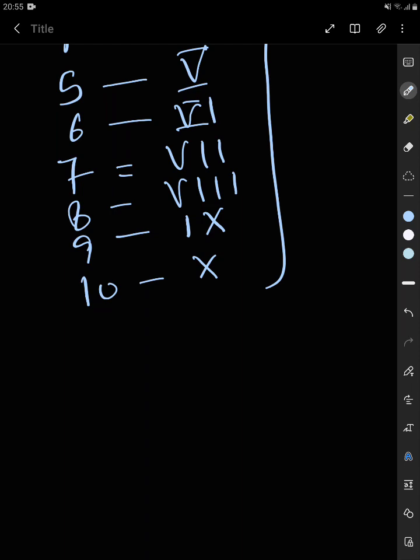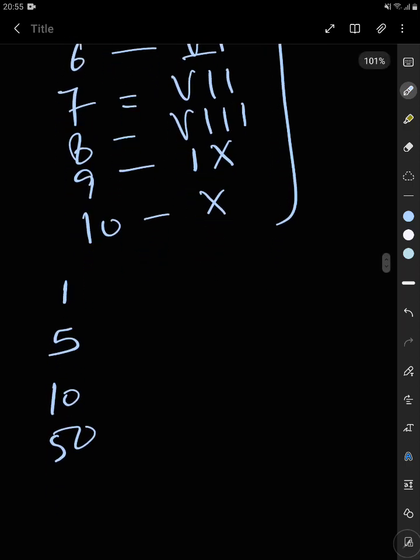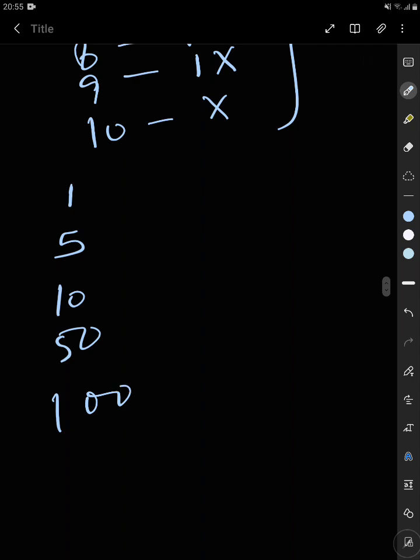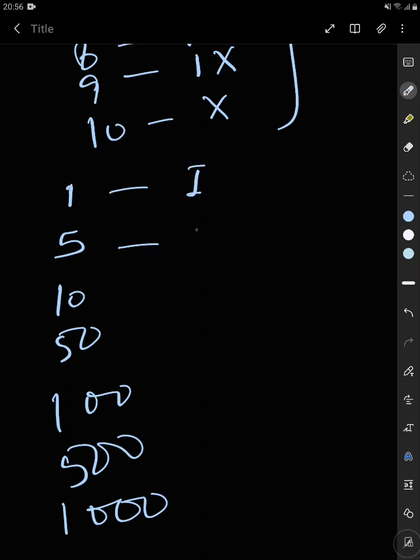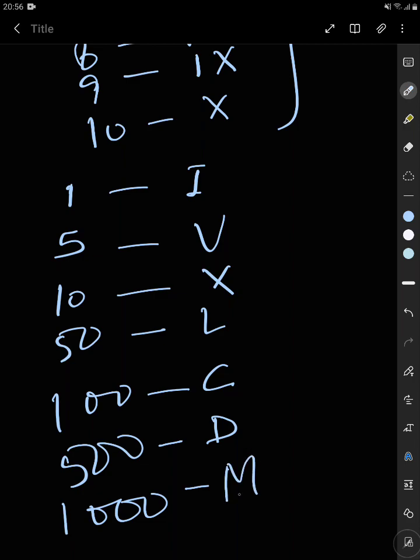So we'll write 1, 5, 10, 50, then 100, then 500, and then 1000. Those we already told you: I, V, and for 10 we write X, for 50 we write L, for 100 we write C, for 500 we write D, and for 1000 we write M. With these and what we have seen earlier, any number we can form.